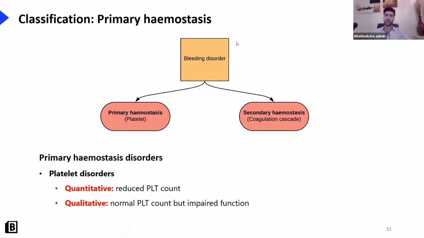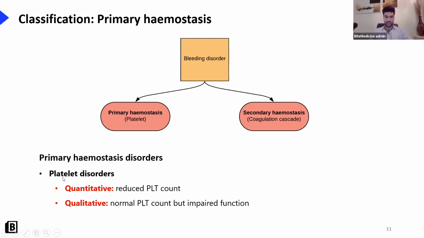Okay, so we've gone over primary hemostasis. We understand that it results in platelet aggregation. Before we move on to the coagulation cascade, I actually want to tackle all of the primary hemostasis disorders, because this is going to make the most sense to do it in this order. So primary hemostasis disorders basically mean anything which causes your platelets to get messed up and results in bleeding.